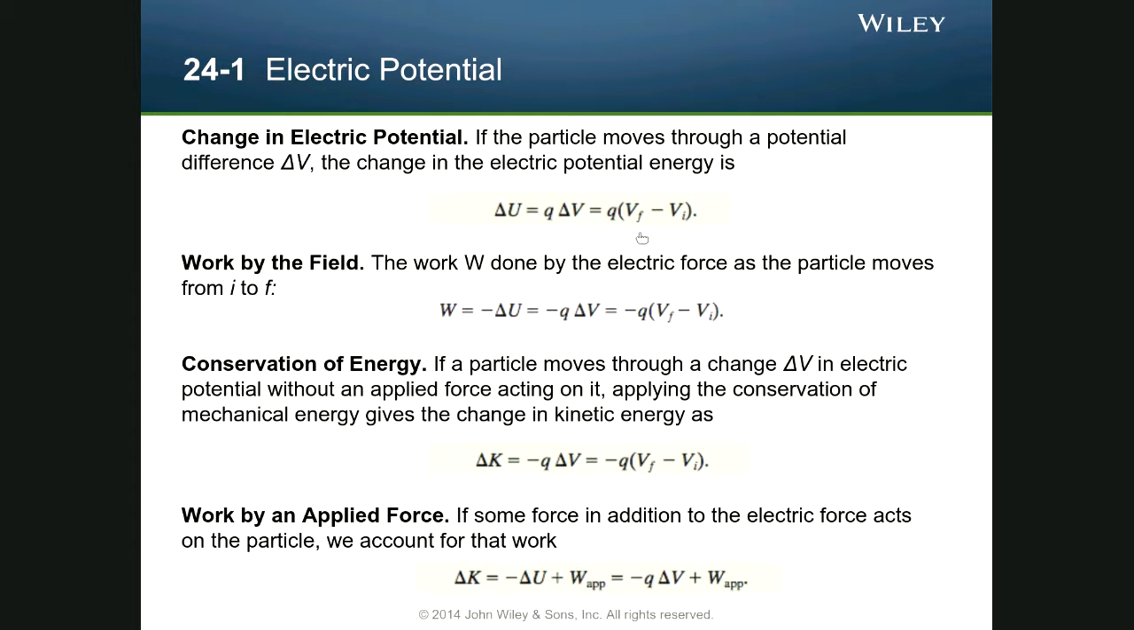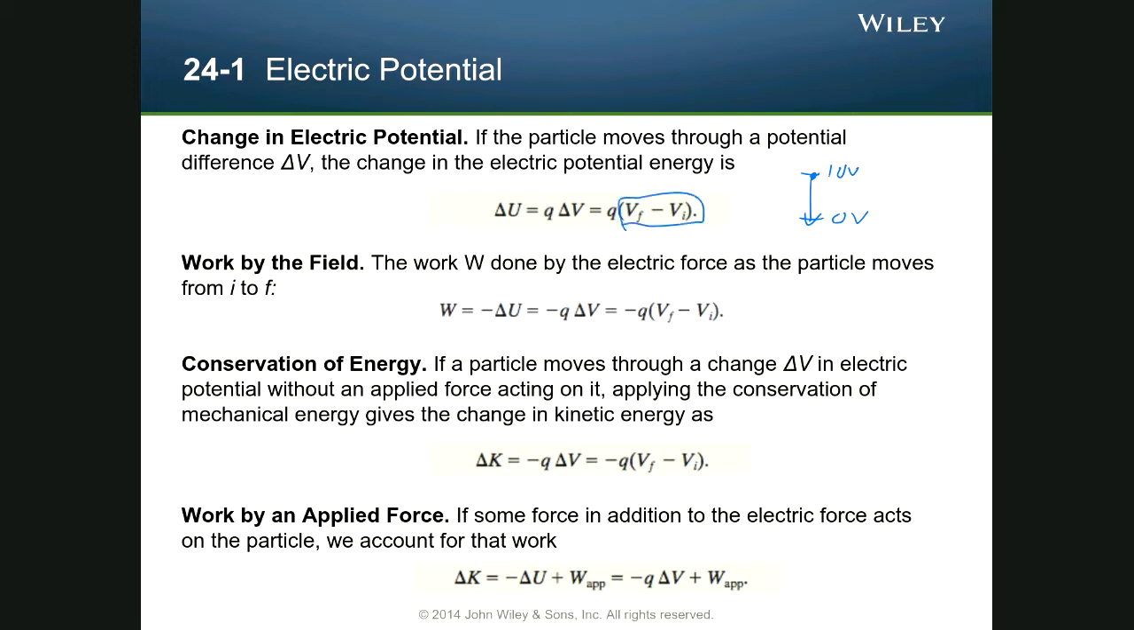First of all, if a particle moves through a potential difference, delta V, the change in electric potential energy is given here. Let's break this equation down. If you have a potential difference between two points, say 10 volts and 0 volts, and a charge moves from higher potential to lower potential, the change in potential energy is given by that charge times the potential difference.